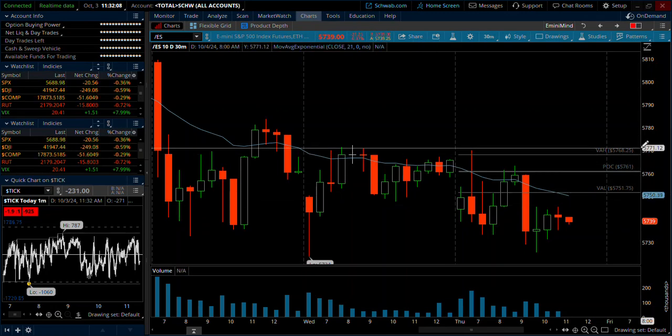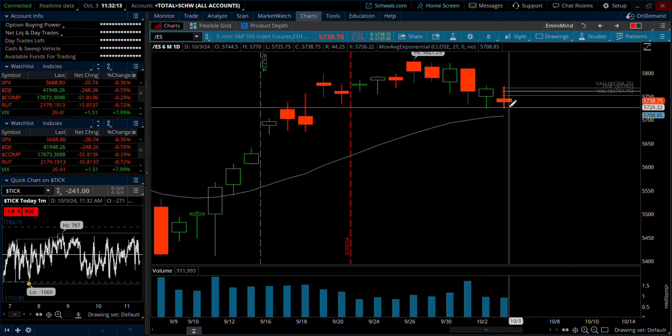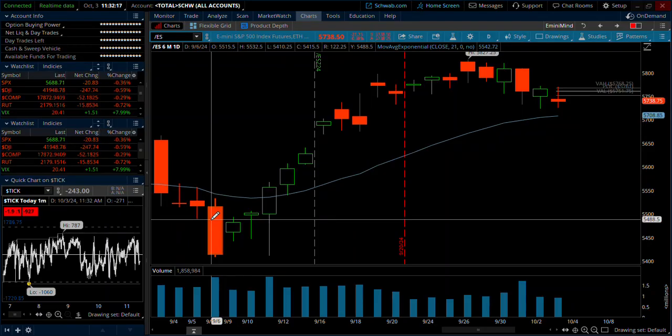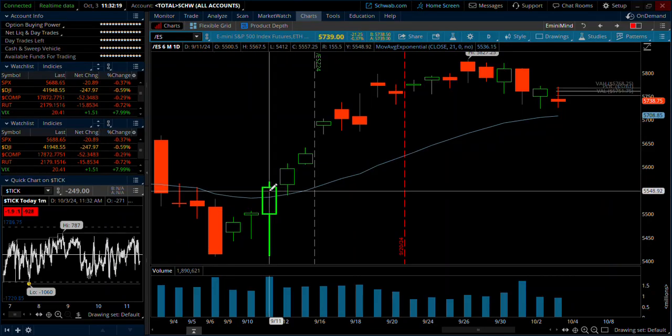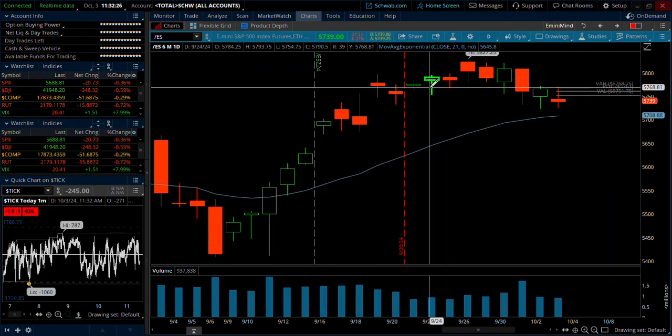If we take a quick glance at the daily chart, when you have days like a big body trend day or even a big reversal day, you're going to have a much wider value area. If you have a day that has a tighter range, you're going to have a smaller value area.